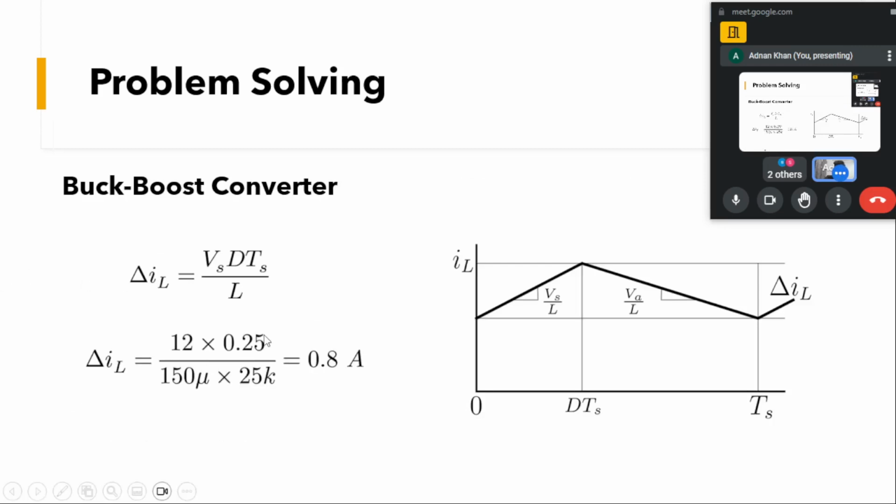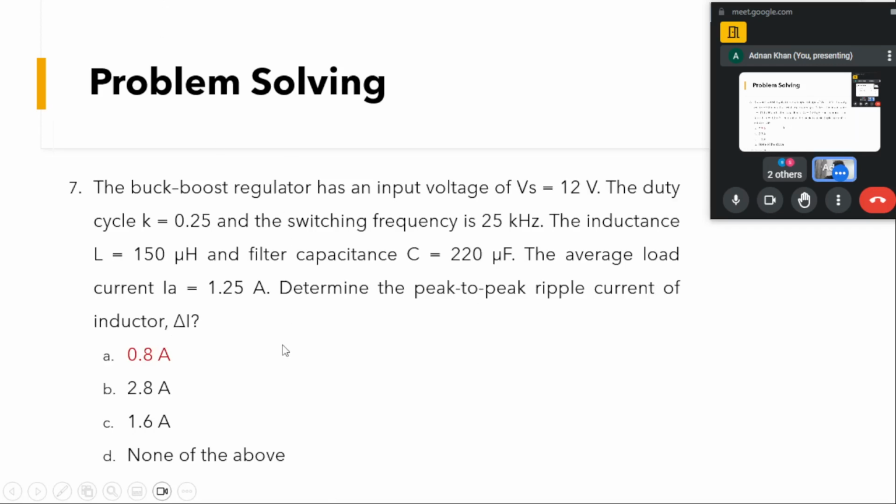Vs is this, D is this, L is given to be 150 micro, and TS we can represent by 1 by Fs, 25 kilohertz. This delta IL will come around to be equal to 0.8 amps. This is the answer to this question. So the answer to question number 7 is part A, 0.8 amps.